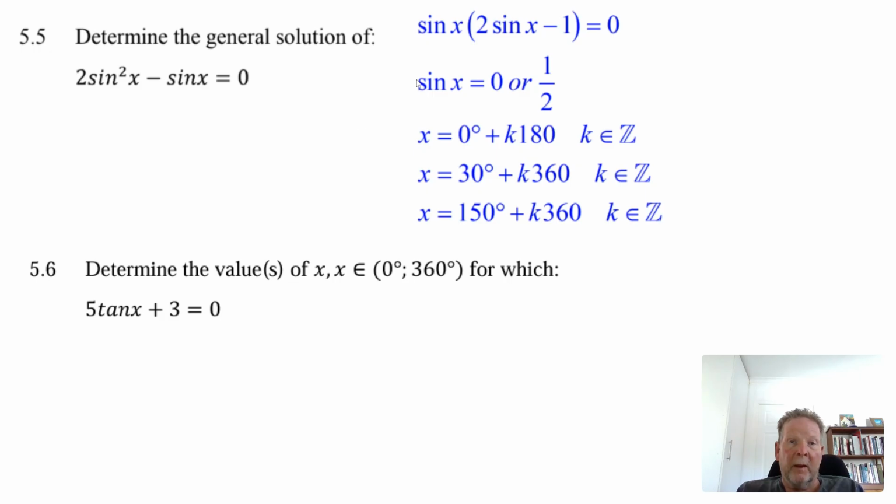minus sine x. Now, there are two things that would make this 0. Sine x equals 0, or 2 sine x minus 1 equals 0. So we add 1, divide by 2. Sine x equals a half. Well, what are all the things that make this true?